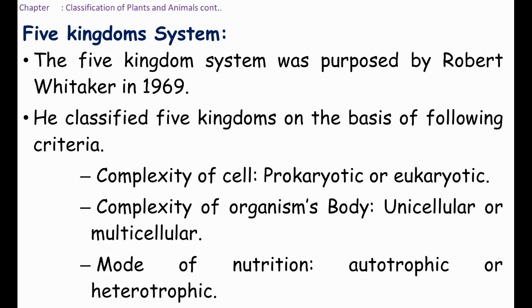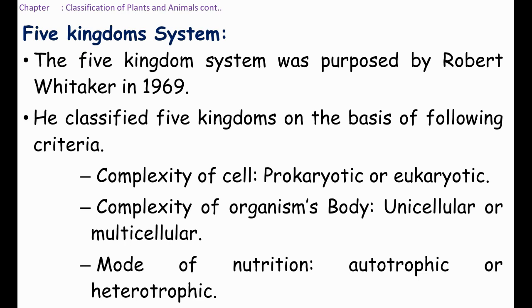on the basis of the following criteria. First is the complexity of cell, either prokaryotic or eukaryotic. Next is the complexity of the organism's body, that is unicellular or multicellular. And third is the mode of nutrition, that is autotrophic or heterotrophic. He also classified organisms on the basis of their phylogenetic relationship, their evolutionary history. He classified all organisms found on the earth into five kingdoms.